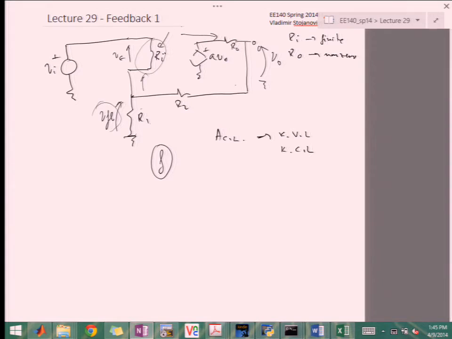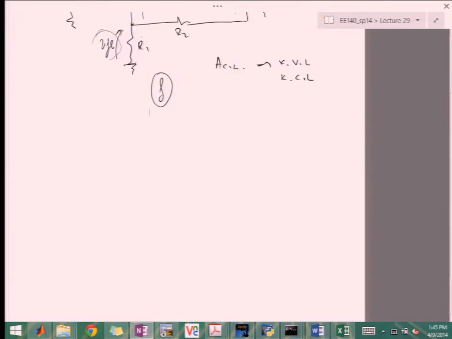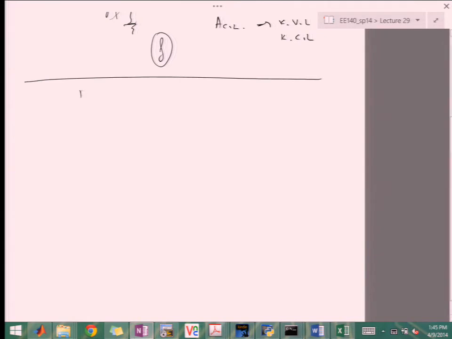Because of that, people have developed a bunch of different methods in which to break the loop and do the analysis. We're going to do one major method, and then just comment on some of the discrepancies between the different methods. So if we analyze, this is feedback analysis with loading, which is sort of practical.